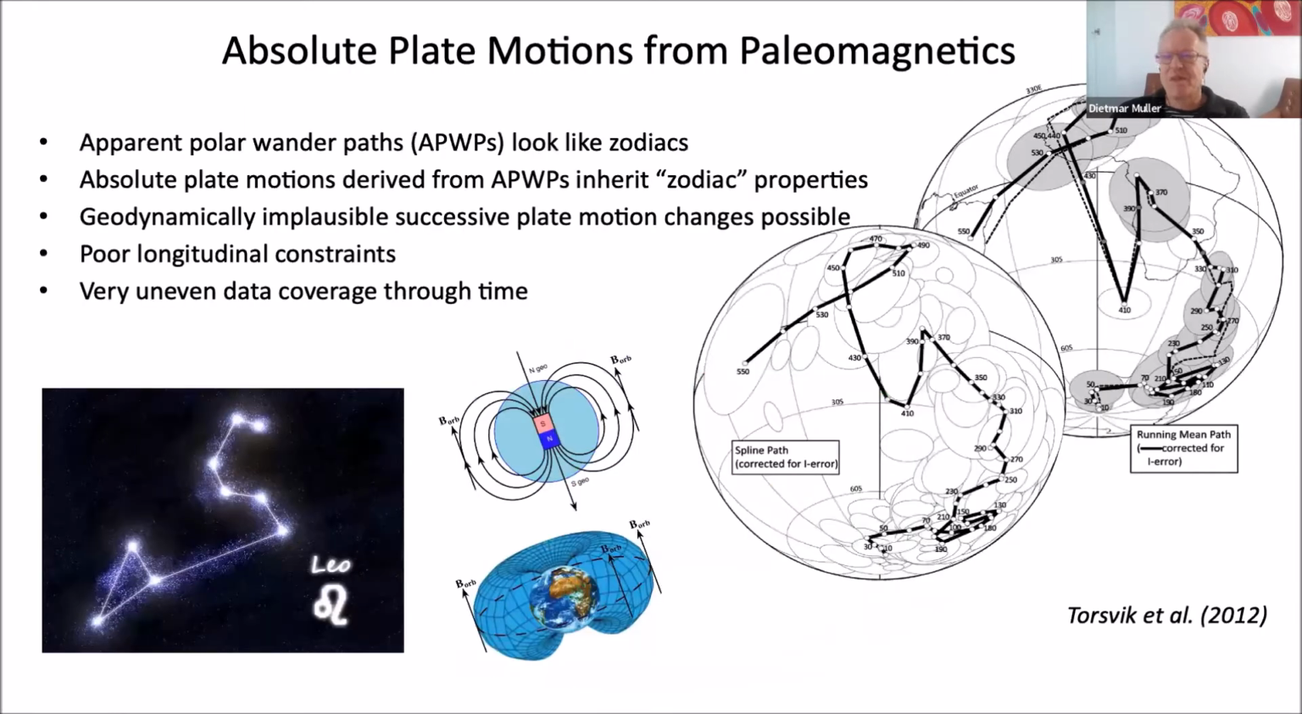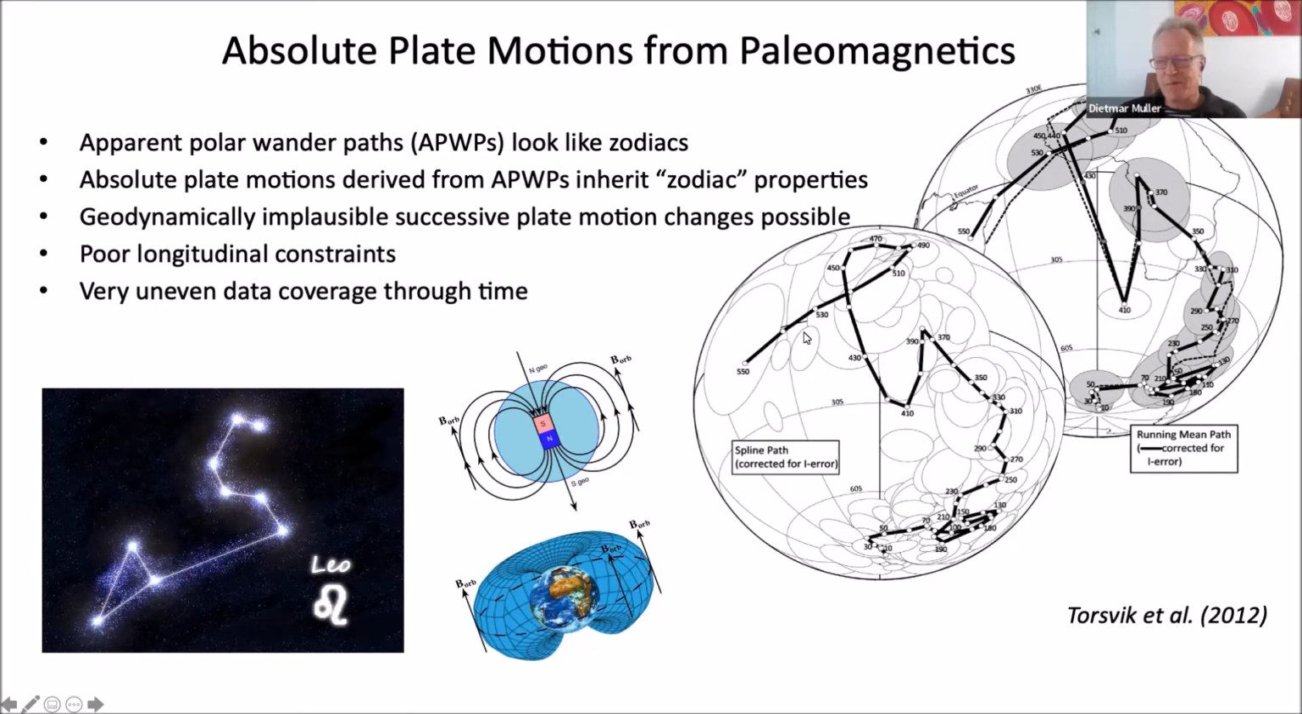Traditionally we start with paleomagnetic data. We're all familiar with apparent polar wander paths, and you don't have to be an astrologer to agree that they look a little like zodiacs. See, for example, Leo here on the lower left corner. That's fine, but if we derive absolute plate motions from apparent polar wander paths, they inherit these properties that I would call zodiac properties.